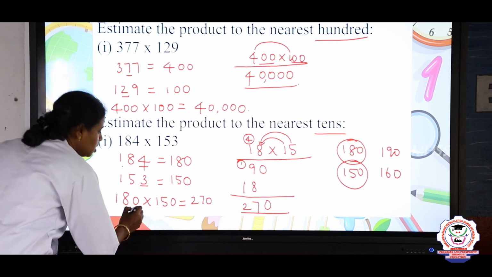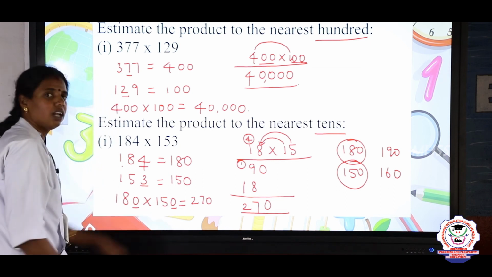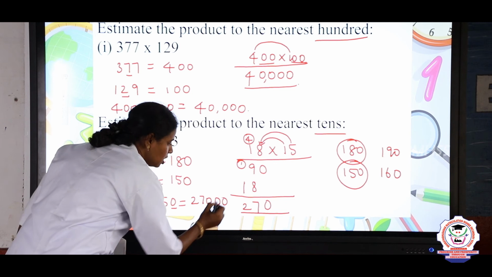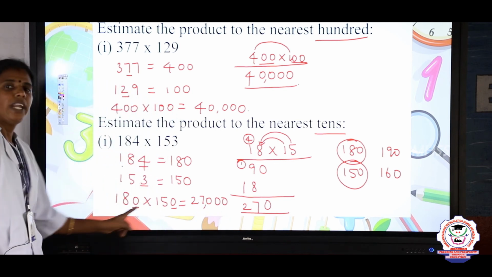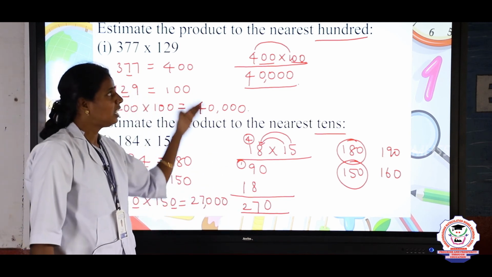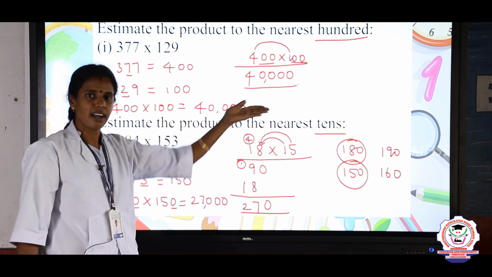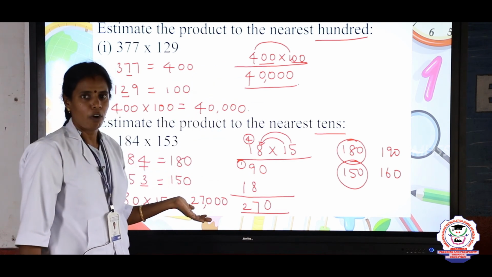But here the question is 180 and 150, 2 zeros are there, so join these 2 zeros to this, therefore the answer is 27,000. Is it clear how to change to the nearest hundreds and tens and to find the product also?